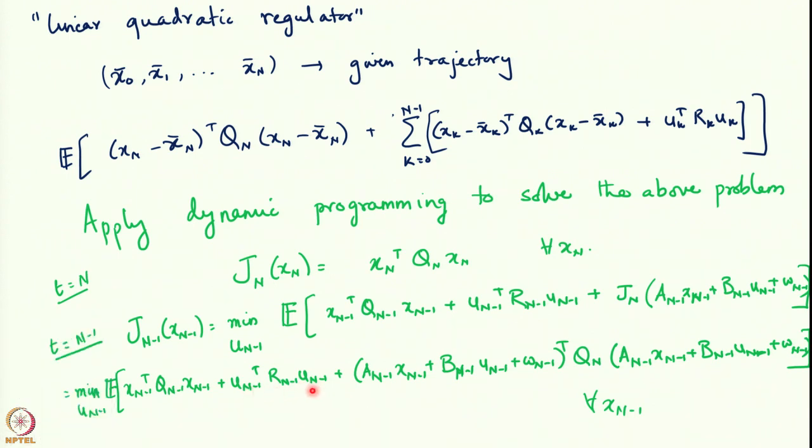U_{n-1} is a function of x_{n-1}, it is also not random. So, as a consequence, x_{n-1} is not random, u_{n-1} is not random. As a consequence, we are left with only one term which is actually random, and that term is w_{n-1}. Now, W_{n-1} appears inside this quadratic.